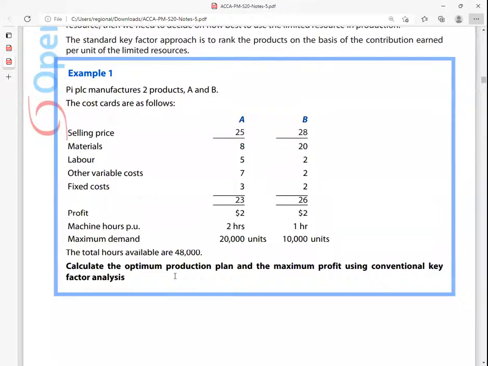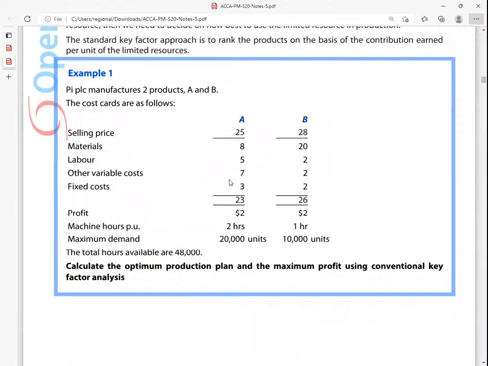So in this question, if I'm the one doing this question, I would want to get very fast the variable cost per unit. Is there anybody who is able to give me the variable cost per unit? Very fast. Please give me the variable cost per unit. Is there somebody who can give me the variable cost of A?